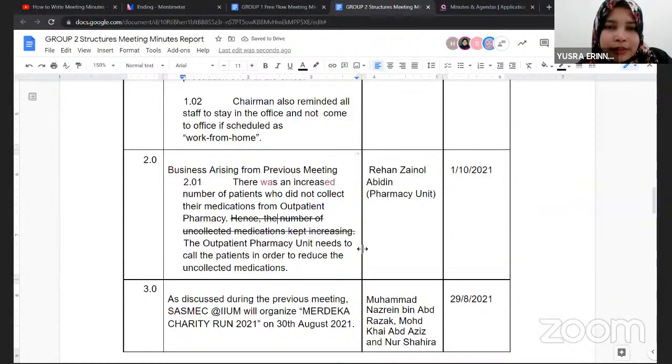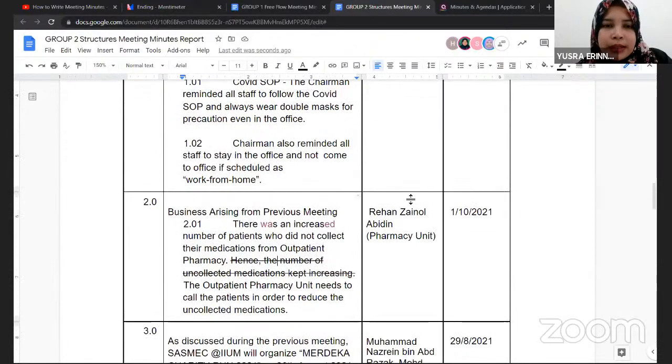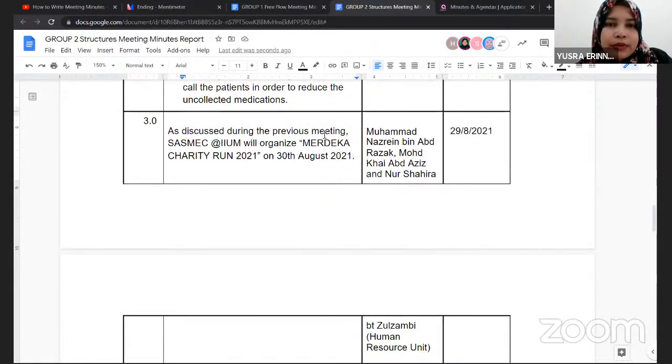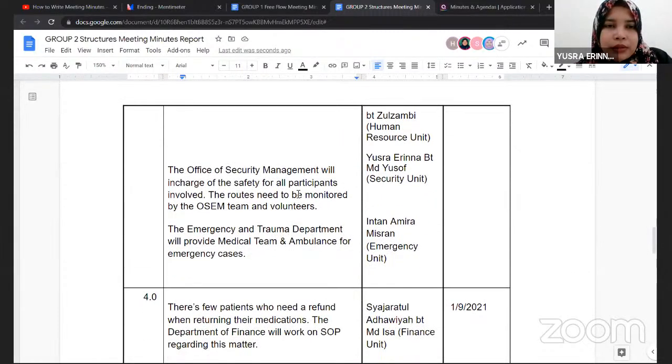Okay, the outpatient pharmacy units need to call the patients in order to reduce the uncollected medications. Okay, all right. So people who are in charge of this is Rehan. Okay, as discussed during the previous meeting, SASMAC will organize Merdeka Charity Run on 30th August 2021. Okay, so the person in charge is Nazrin and also Shahira. Okay, the Office of Security Management will in charge of the safety for all participants involved. The routes need to be monitored.